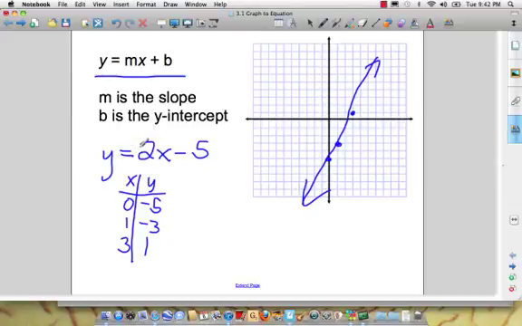And I want you to notice this number 2 is m. This number here, negative 5, is b. So the y-intercept is negative 5. That means this line is going to cross the y-axis at negative 5. 1, 2, 3, 4, 5. Because when x is 0, you're on the y-axis. And m is the slope, 2.